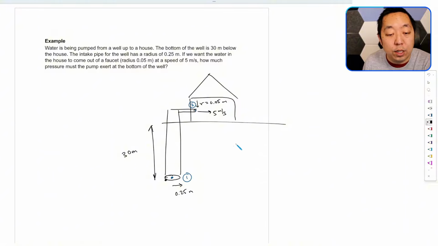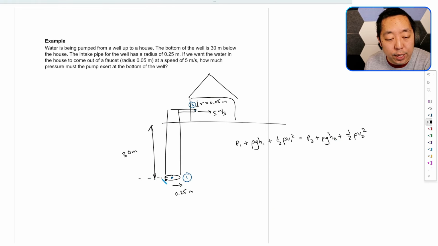Okay, and so then I just write out the equation and start filling in the things that we know a little bit. So we say P1 plus rho g h1 plus 1/2 rho v1 squared is equal to P2 plus rho g h2 plus 1/2 rho v2 squared, right? This is our Bernoulli's equation. We're going to set a reference height. So I'm going to set down here as h equal to 0. So this part is going to be 0 for this guy.